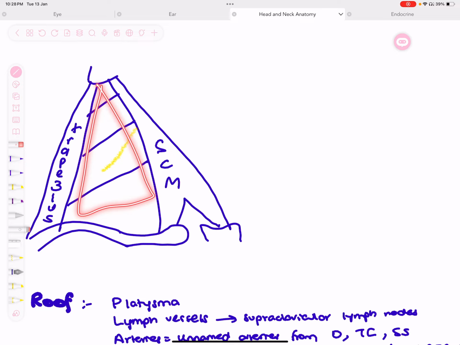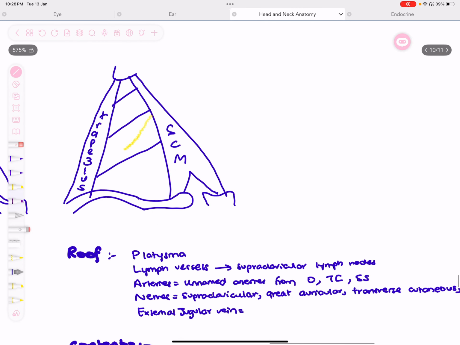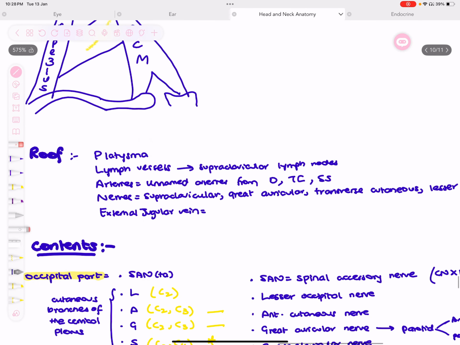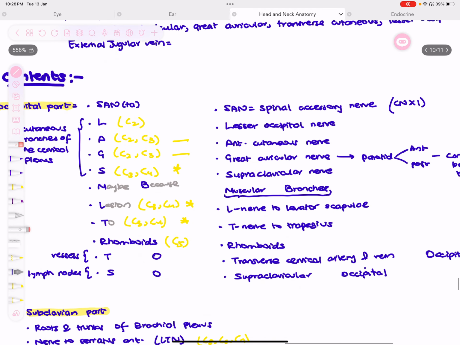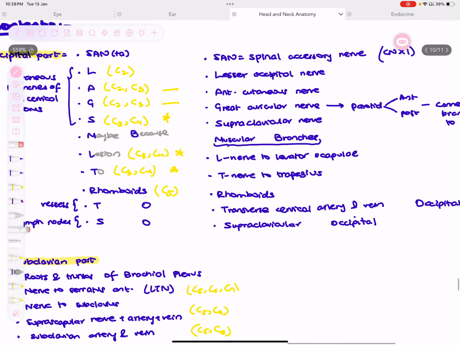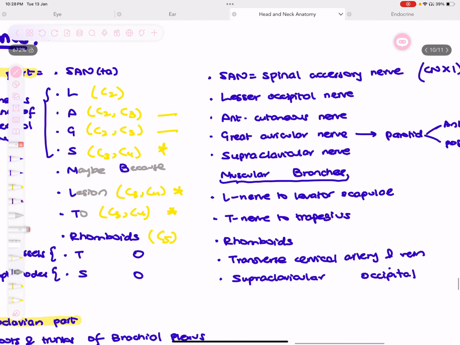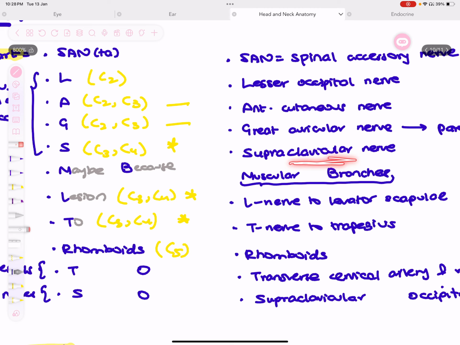So it has supraclavicular nodes. From the roof, the lymph vessels pierce the roof and then drain into the supraclavicular lymph nodes. So for now, you need to know that. And also here you can see supraclavicular lymph nodes. That this is the supraclavicular nerve.